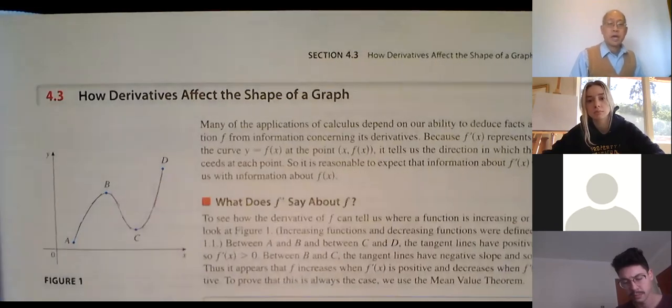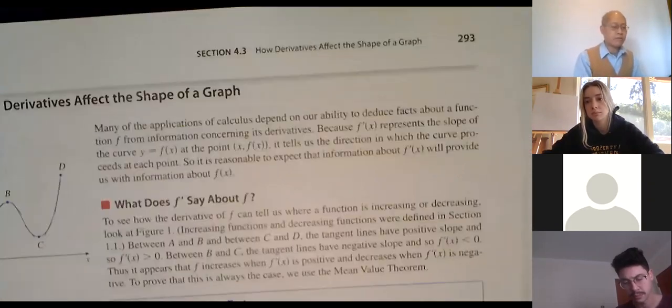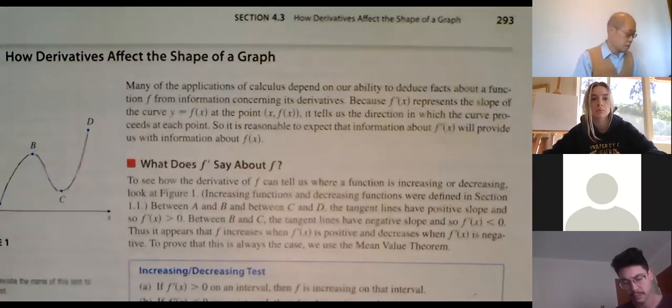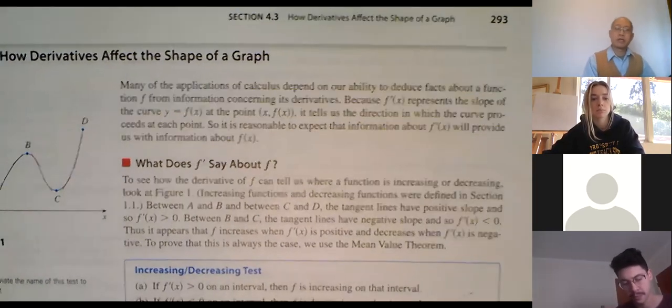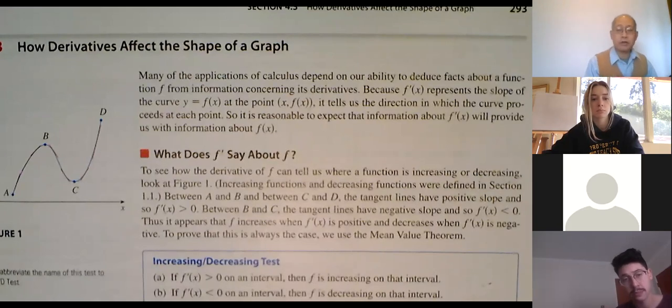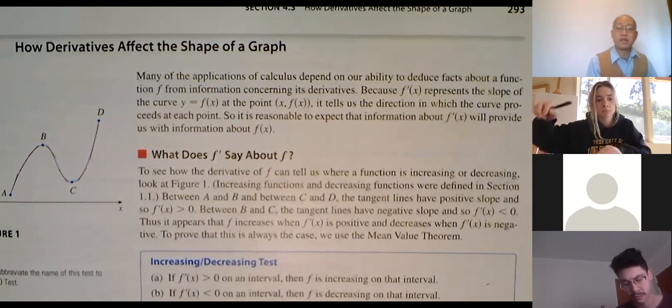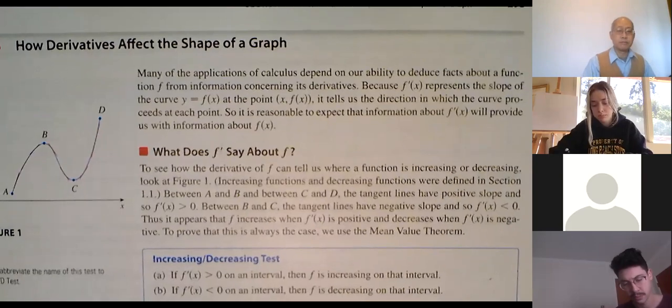So 4.3, how derivatives affect the shape of a graph. It's on page 293. And there's a lot of theorems. Because of the COVID crisis and all that, I will let you put all this stuff on your cheat sheet. But if we were meeting face to face, I'd make you guys memorize it.